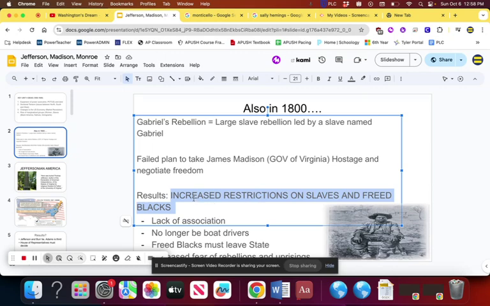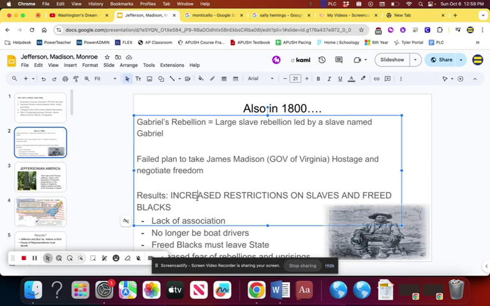And what you really need to know is it does increase the fear in the white Americans, the plantation owners, the slave owners in the South, which is going to then in turn increase the amount of restrictions on those slaves. So Gabriel's Rebellion does fail. His plan was to kidnap James Madison, who was the governor of Virginia at the time, eventually your fourth president, and hold him hostage essentially and demand freedom.